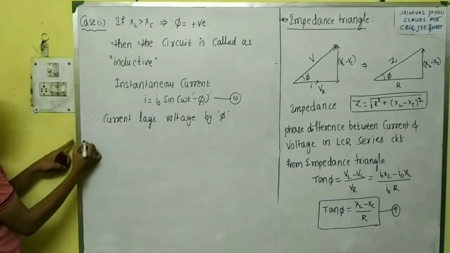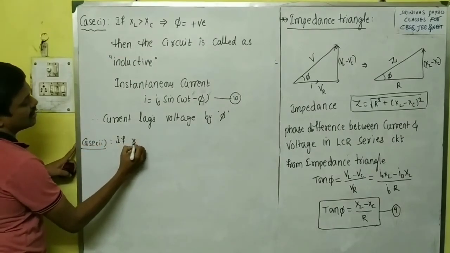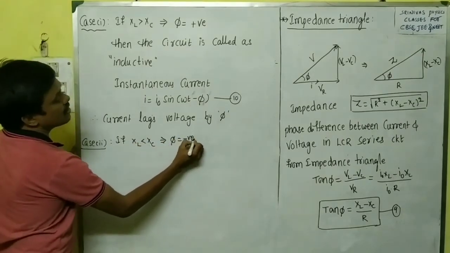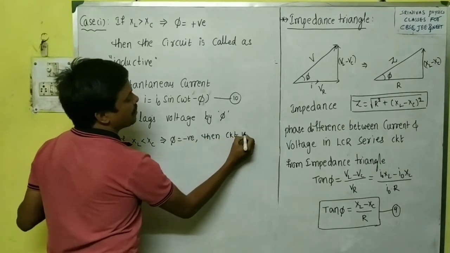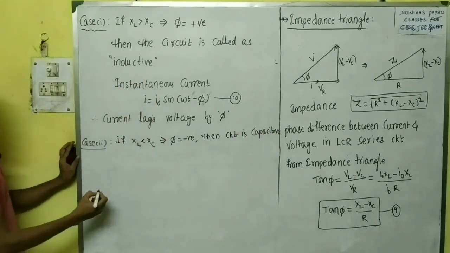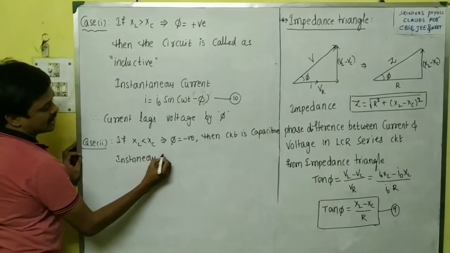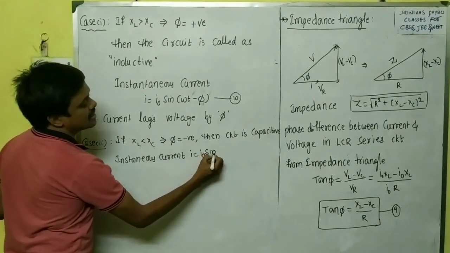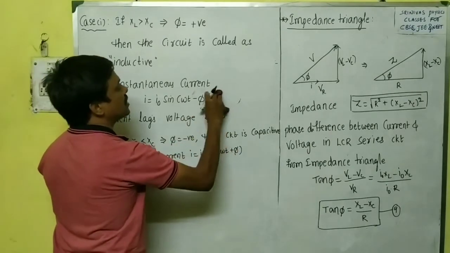Now let us see case 2. If XL is less than XC, then phi is negative. Then the circuit is said to be a capacitive circuit, because the effect of the capacitor is more. In this case, we write the instantaneous current equation as I equals I naught sin omega t plus phi. There is no need to give an equation number.